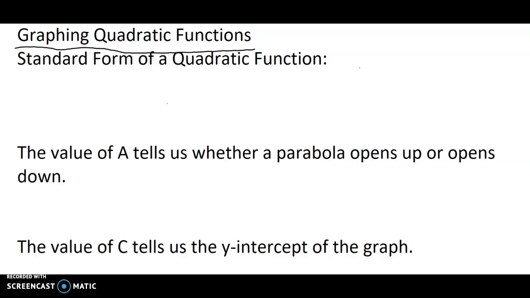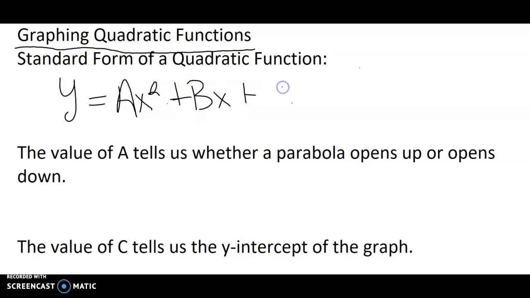looks like. In the standard form, it looks like y equals ax squared plus bx plus c, where a, b, and c are numbers. A and b are coefficients because they're in front of the variable x, and c is a constant because it's the number at the end. So we are going to be looking specifically at the value of the letter a, or the number of a, which tells us whether the parabola opens up or opens down.